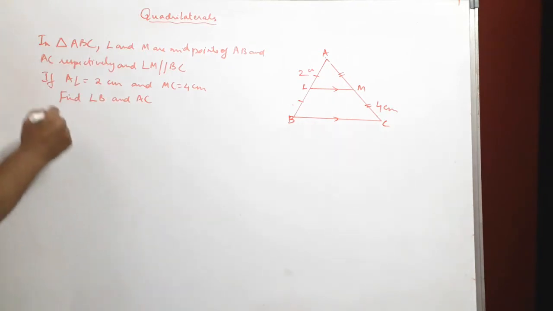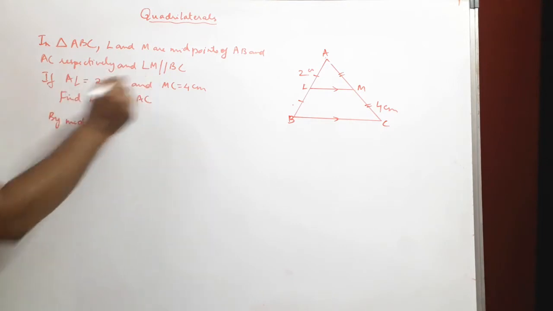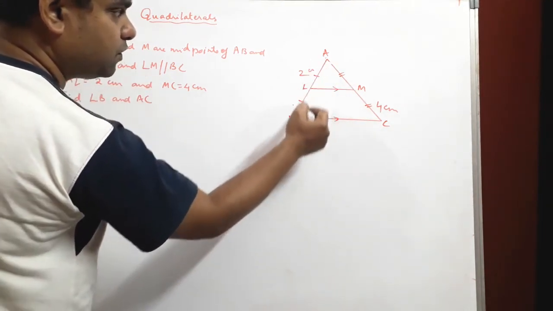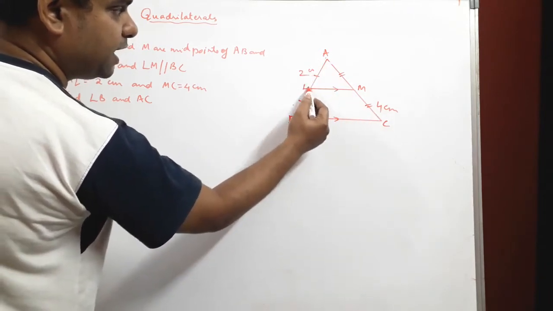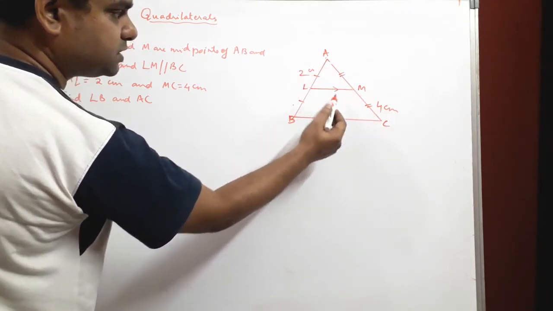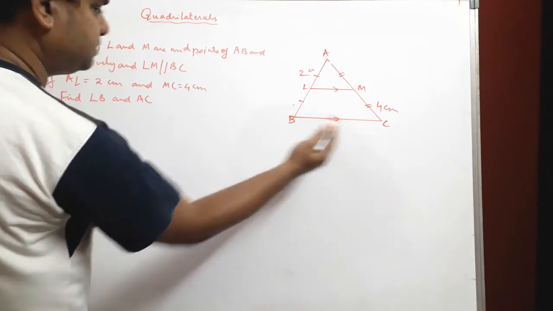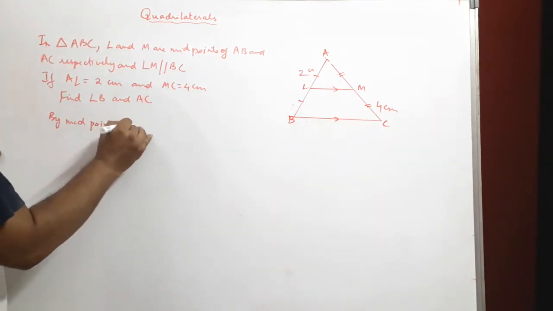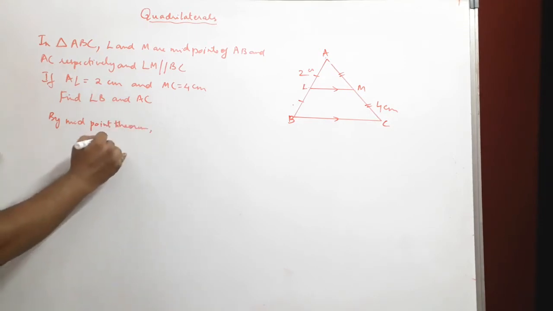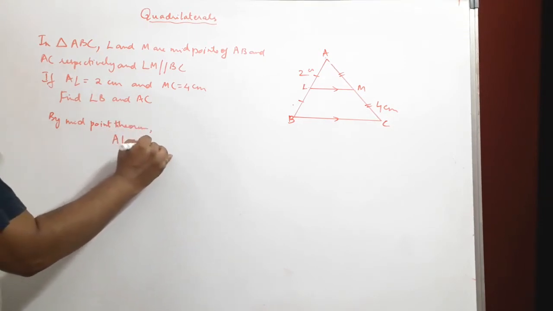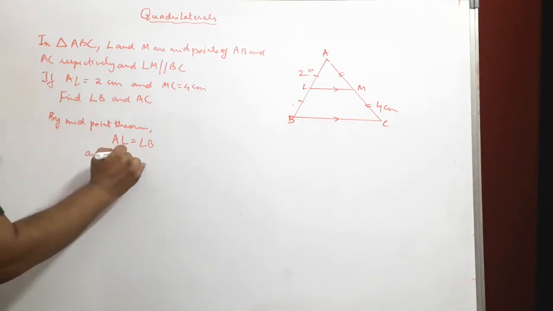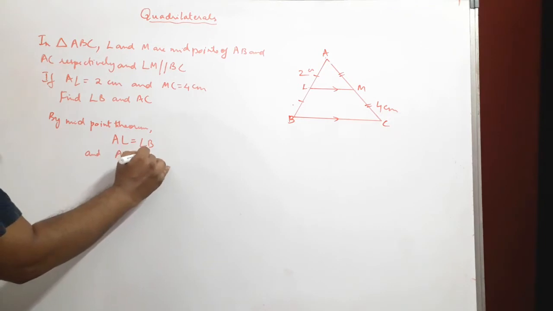So by the midpoint theorem, which is applicable here because we are told that these two are midpoints of the triangle, and the line joining the midpoints is parallel to the third side, that is BC. So by the midpoint theorem, we can say that AL is equal to LB and AM is equal to MC.